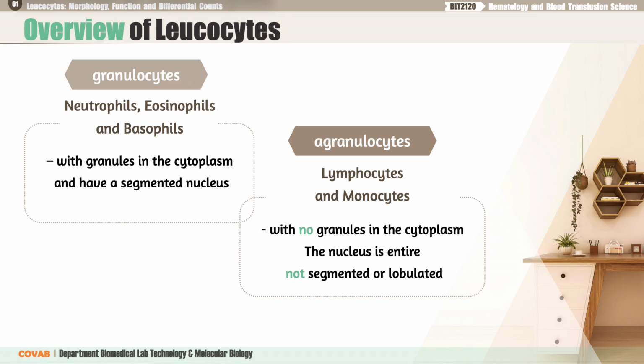The granulocytes are the neutrophils, eosinophils, and basophils. They have granules in the cytoplasms and they'll have a segmented nucleus. The agranulocytes are the lymphocytes and monocytes. They have no granules in the cytoplasm and the nucleus is entire. It's not segmented or lobulated.